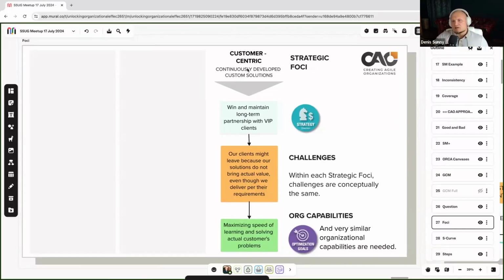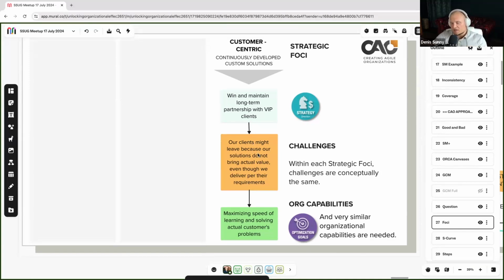For example, on this slide you can see a customer-centric organization example, which is continuously developing custom solutions for their VIP clients. They want to win and maintain long-term partnership with their clients. The main challenge in their way, they believe, is that their clients might leave because the solutions do not really bring actual value, although they deliver according to requirements. So they discover that requirements are good, but they need to maximize the speed of learning and solving actual customer problems.